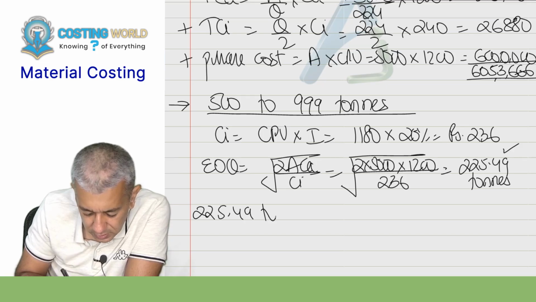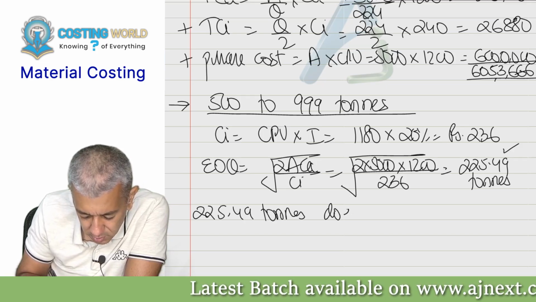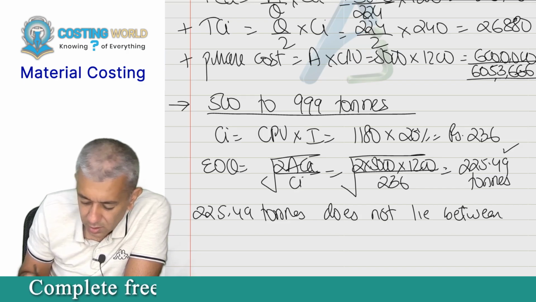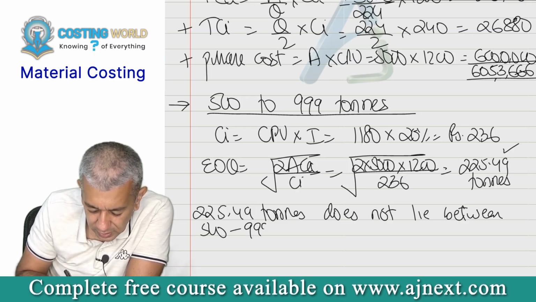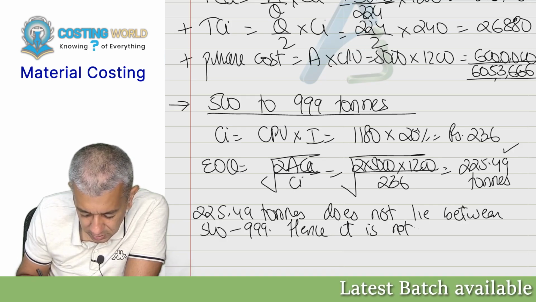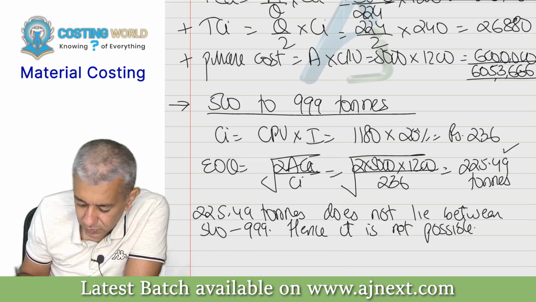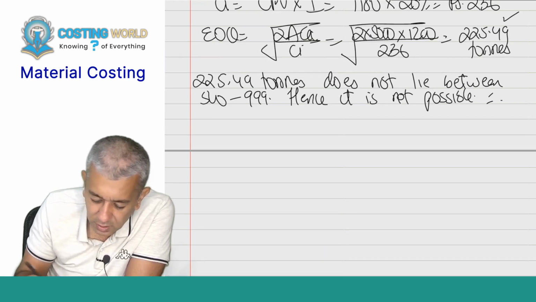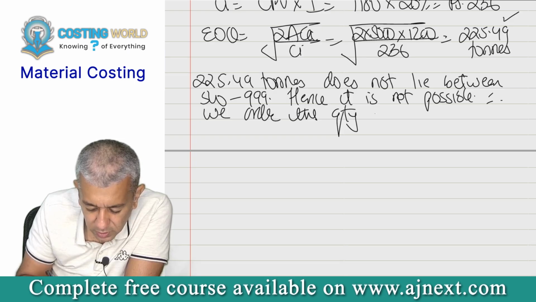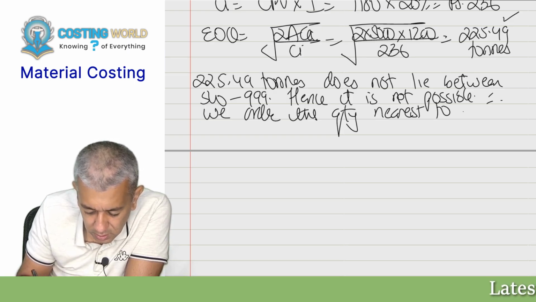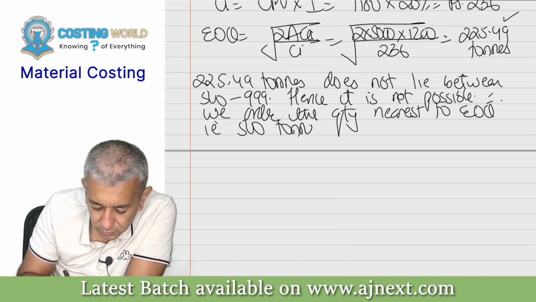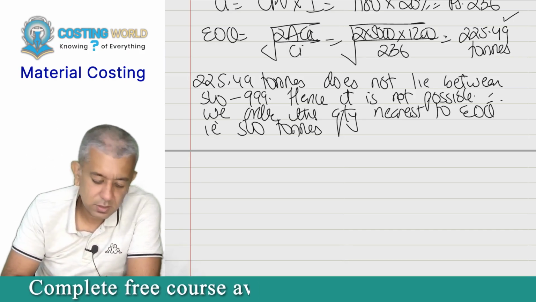225.49 tons does not lie between 500 to 999. Hence, it is not possible. Therefore, we order the quantity nearest to EOQ. That is 500 tons.